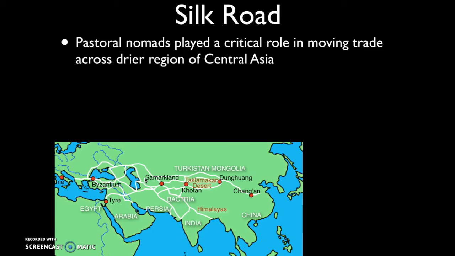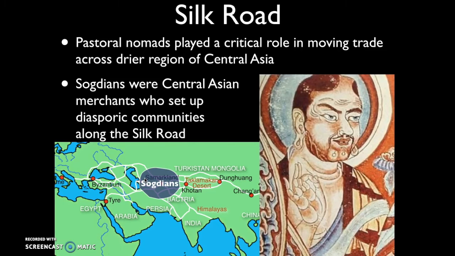One of the groups that is going to transform over time, they initially started out as pastoral peoples, but eventually they're going to settle down and form their own kingdom, are known as the Sogdians. The Sogdians were Central Asian merchants, and they set up diasporic communities all along the Silk Road. So they had a very centralized spot. One of the major trading hubs was Samarkand, which was right here in the center of the Silk Road trade network. And so the Sogdian merchants could be found as far away as China. This is a Chinese image showing a blue-eyed, red-haired merchant who happened to be from this region of Central Asia.